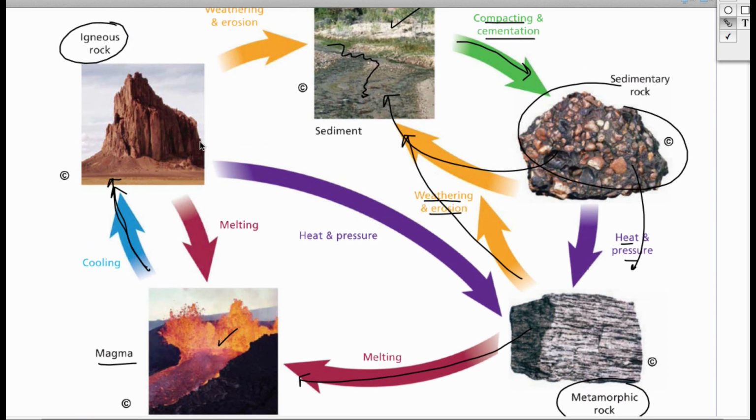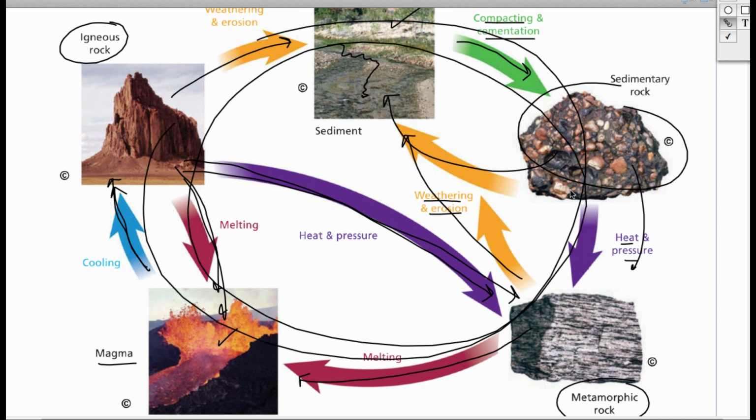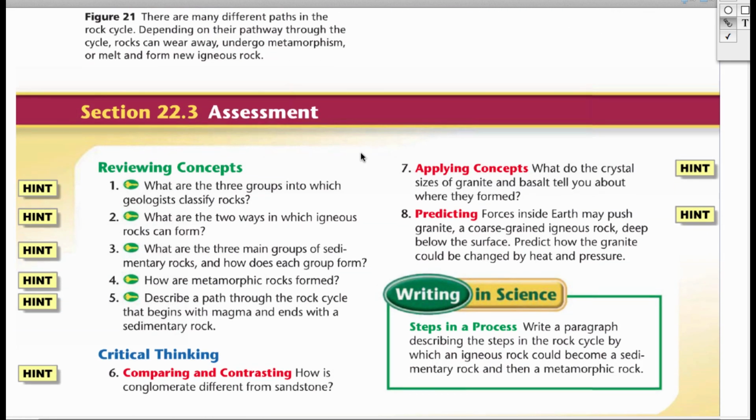That igneous rock then has options. It could get pushed back underground and melt and turn back into magma, or due to the elements it could break down and turn into sediment, or it could just get exposed to more heat and pressure, not all the way down so far that it turns into molten rock, but enough where it would then morph into metamorphic rock. Okay, so you need to understand this cycle. It does kind of go in a circle, but you'll also have to be aware of the different other paths that can take a rock from one station to another station. All right, that is section 22.3.